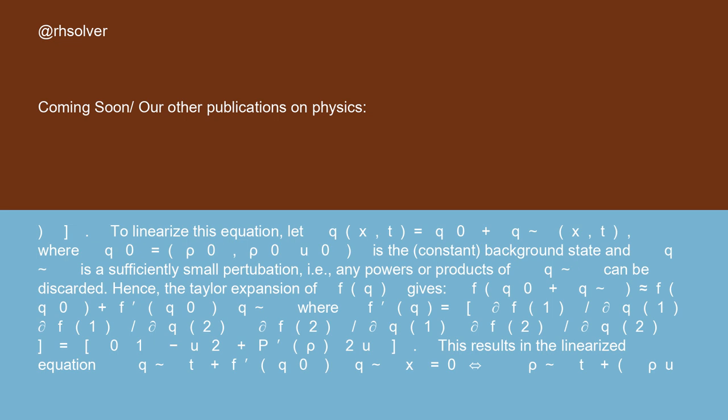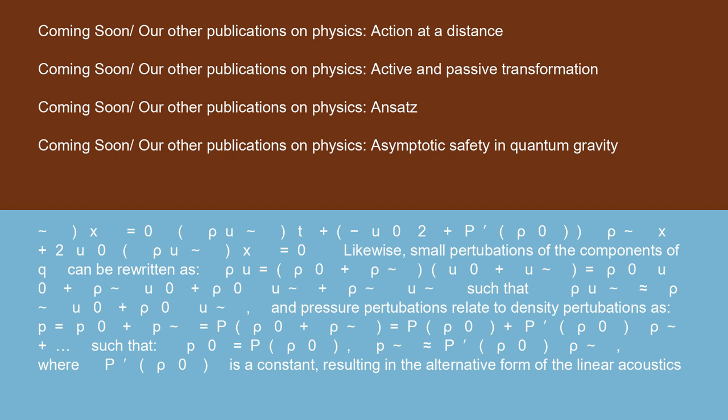This results in the linearized equation q̃_t plus f'(q0) q̃_x equals 0, that is, rhõ_t plus (rho u)~_x equals 0, (rho u)~_t plus (minus u0² plus p'(rho0)) rhõ_x plus 2 u0 (rho u)~_x equals 0. Likewise, small perturbations of the components of q can be rewritten as rho u equals (rho0 plus rhõ)(u0 plus ũ) equals rho0 u0 plus rhõ u0 plus rho0 ũ plus rhõ ũ, such that (rho u)~ is almost equal to rhõ u0 plus rho0 ũ.